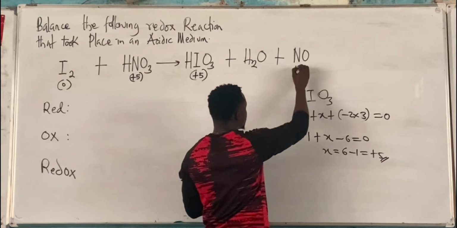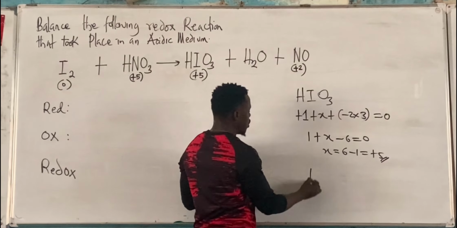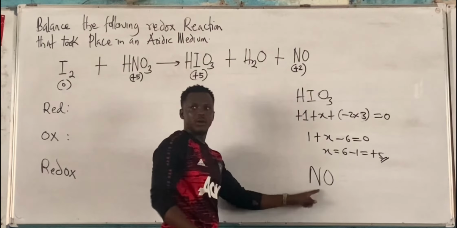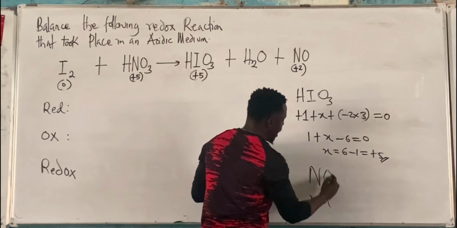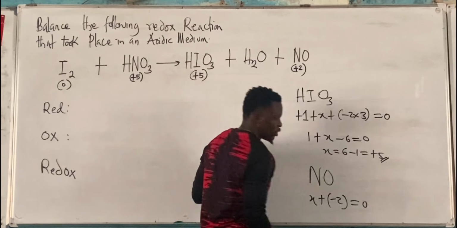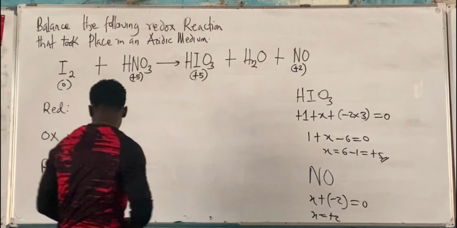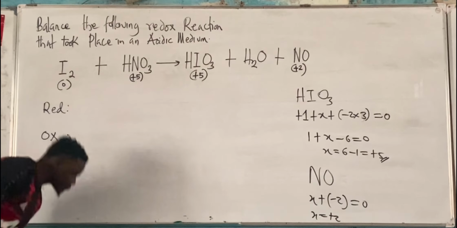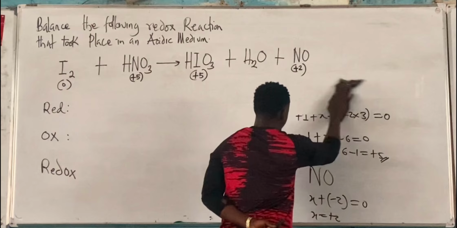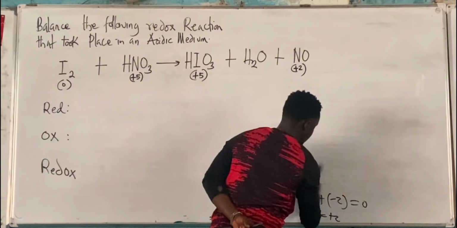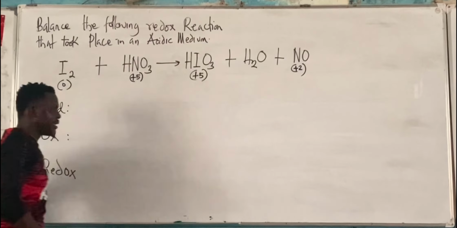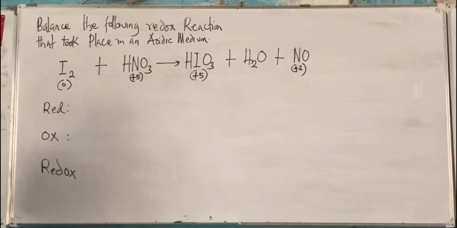Nitrogen here is +2. Now, how did I know it's +2? NO, make x subject of the formula. Now, oxygen is -2, equals 0. x equals +2. So, having done this, now let's please look up. Let's make this react.